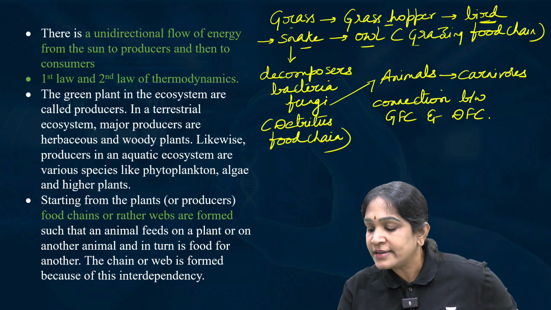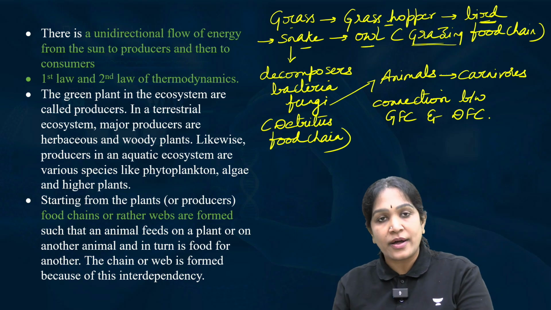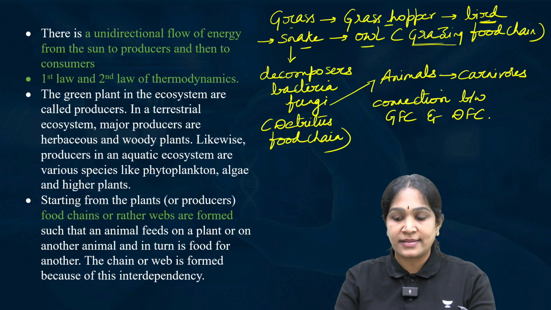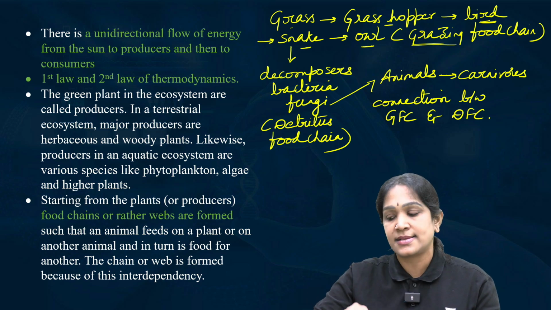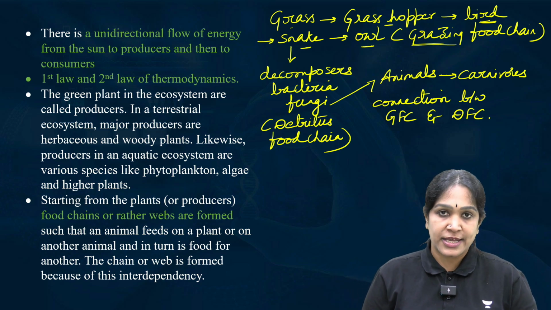Then why is it called grazing food chain? Grazing means eating. And these organisms are eating one another. The owl is eating the snake. Snake is eating the bird. Therefore, it is called grazing food chain.